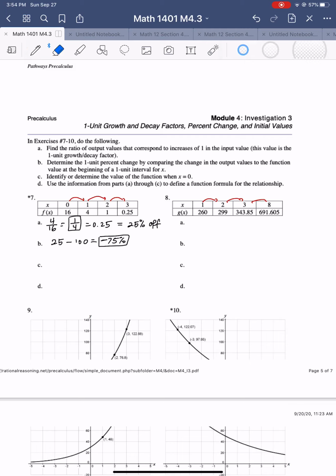And then C, in order to identify the value of the function when x equals 0, we already have an x value of 0 here, so you can just use 16. So f of 0 becomes 16.